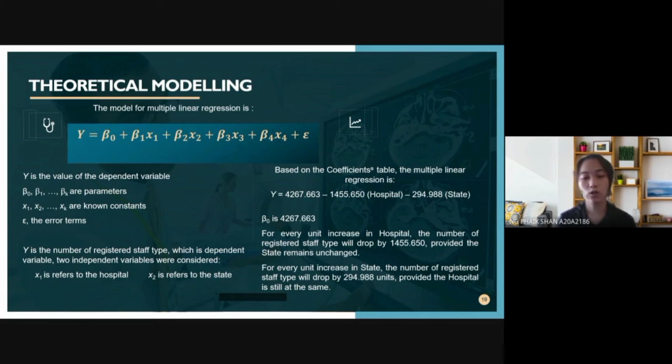Thus, for every unit increase in hospital, the number of registered staff type will drop by 1,455.650, provided the state remains unchanged. Similarly, for every unit increase in state, the number of registered staff type will drop by 294.988 units, provided the hospital stays the same. That's all for my presentation.